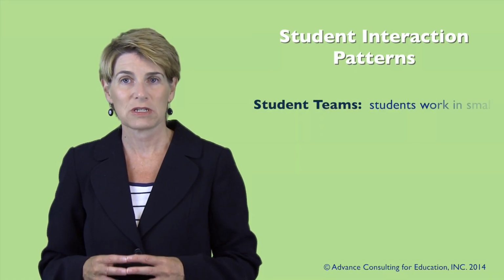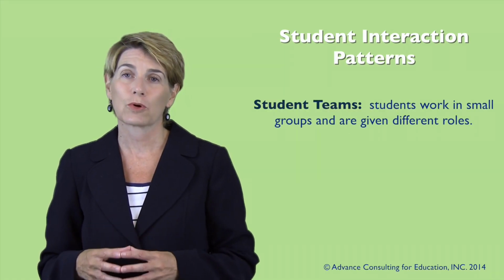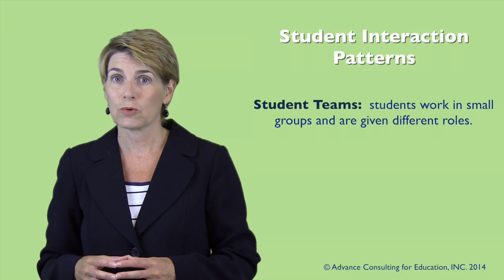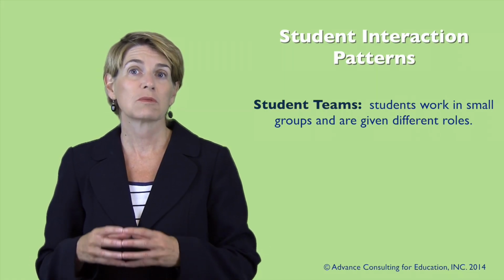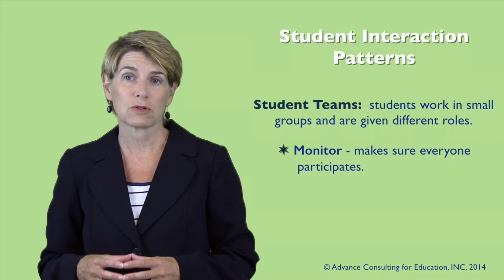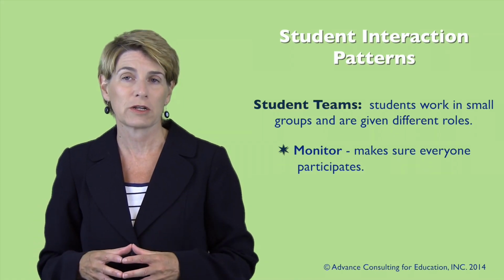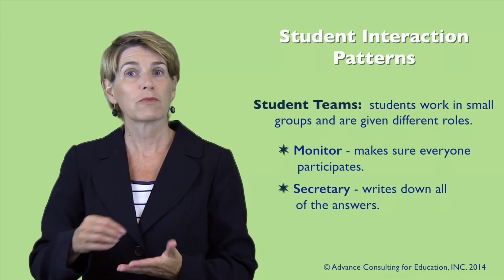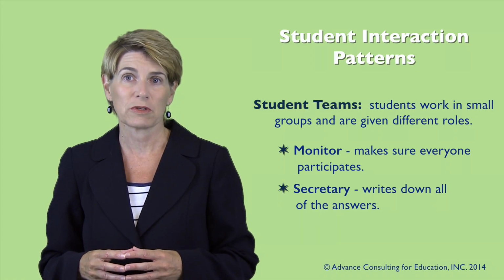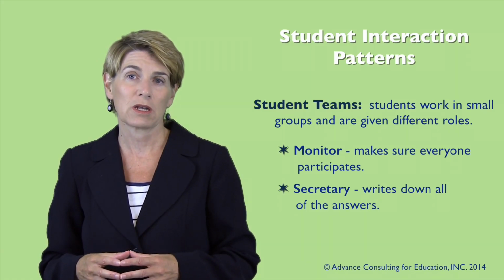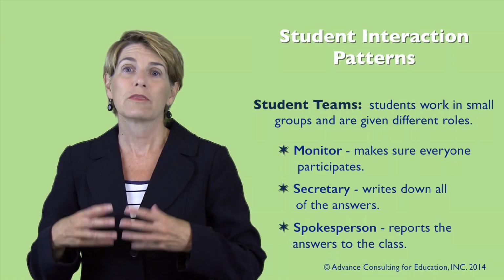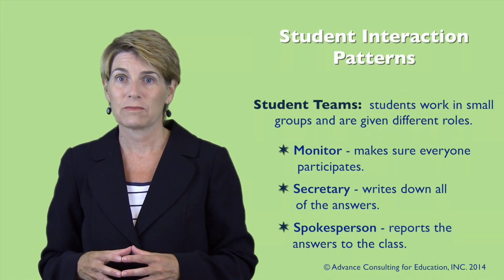The final interaction pattern that's effective with large classes is student teams. So students are working in groups of 4 or 5 students. And within that group or that team, students are given different roles. So there is a student whose job it is to monitor their discussion to make sure that all of the students are participating. So they're called, obviously, the monitor. The next role is that of secretary. So the secretary has the job of writing down all of the answers that the group comes up with. And the final role to make sure you assign is the spokesperson role. So this is the person who's responsible for reporting the group's answers to the whole class.